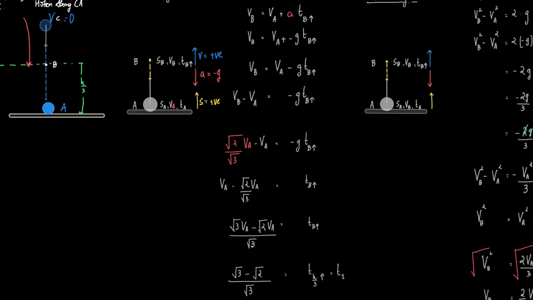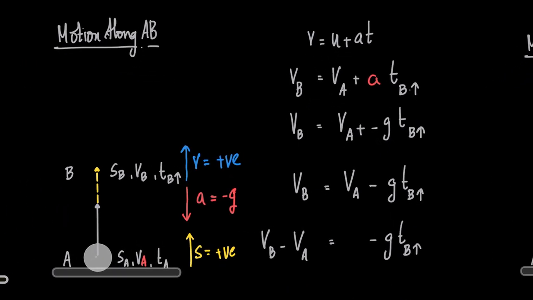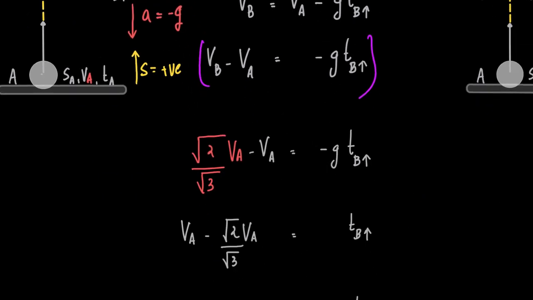Now, what do we do with this root 2 by 3 VA? That's where the important point comes in. Why? Because we earlier had an equation which says what? Which says VB minus VA is equal to minus G into TB while going up. What can we plug in? We can plug in the value of VB as root 2 by root 3 VA, minus VA is equal to minus GTB going upwards. Yes, I think now things are becoming clear to you, right?